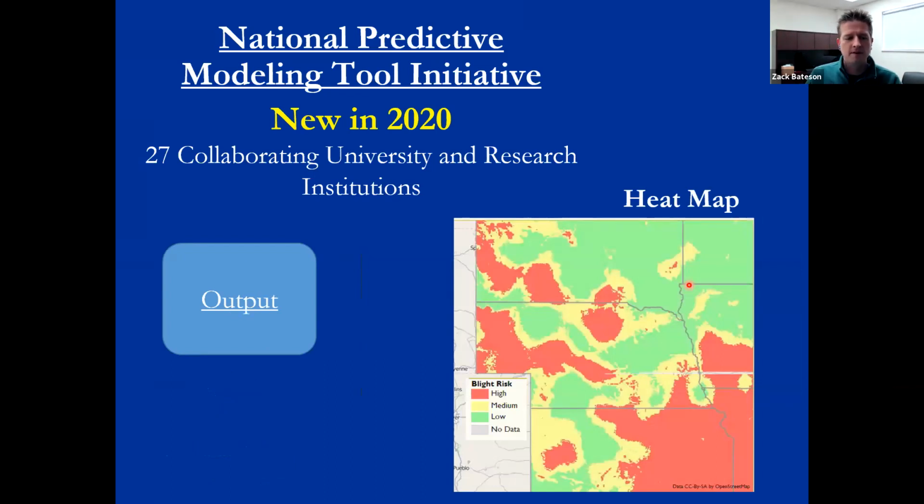So this is an example of a blight risk map that's put out for wheat that is based off of weather data. So it's showing you areas where there's increased risk of this Fusarium blight, a fungal blight in wheat. And so we want to help improve these heat maps with this National Predictive Modeling Tool Initiative.